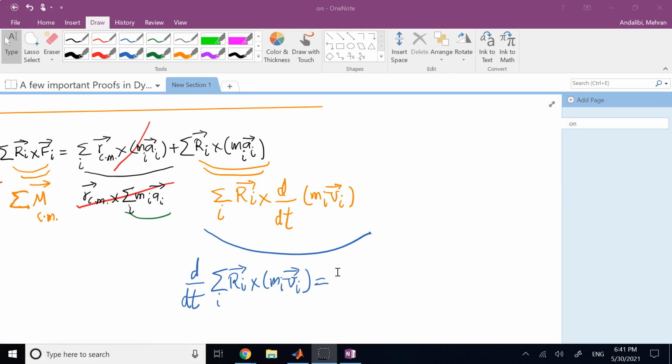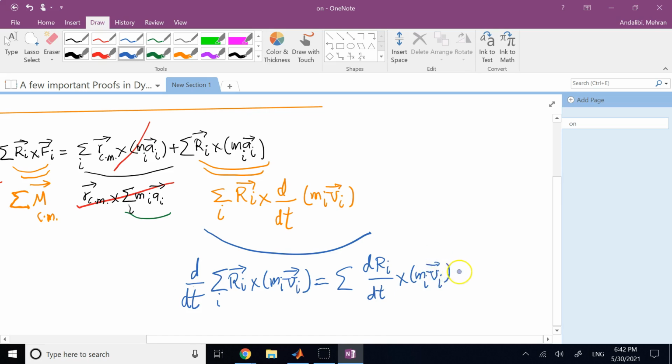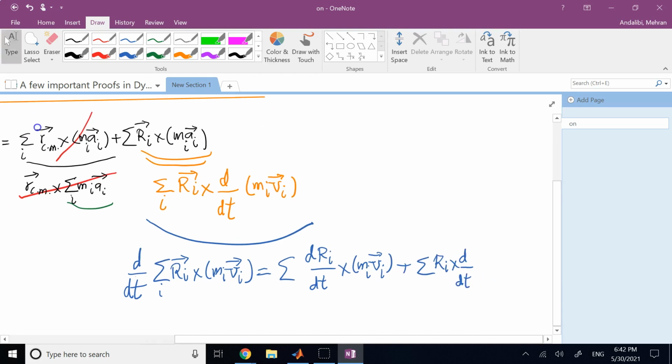What can I do about that part? So here, let me first expand it. As I said, if you bring this d/dt inside, it is going to be summation of dRi over dt cross MiVi, and then plus that term we were looking into, which was summation of Ri cross d over dt of MiVi.